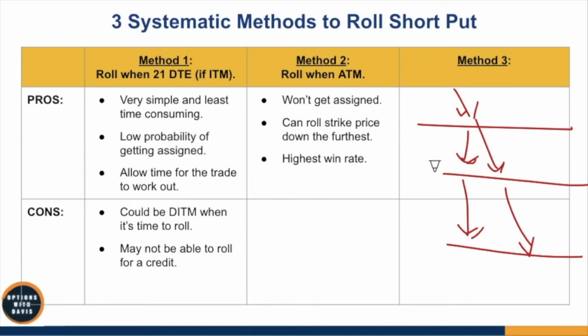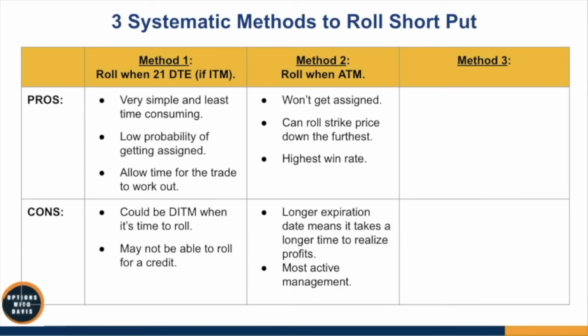You have the most extrinsic value, as explained earlier, and also you have the highest win rate. Why? Because as mentioned much earlier in the slides, when you have a lower strike price, it gives a much better chance for the stock to eventually recover. For example, it's easier for the market to go above 180 than it is to go above 190 or $200. Now, the cons of this method is that there is a longer expiration date, which means it takes a longer time to realize your profits.